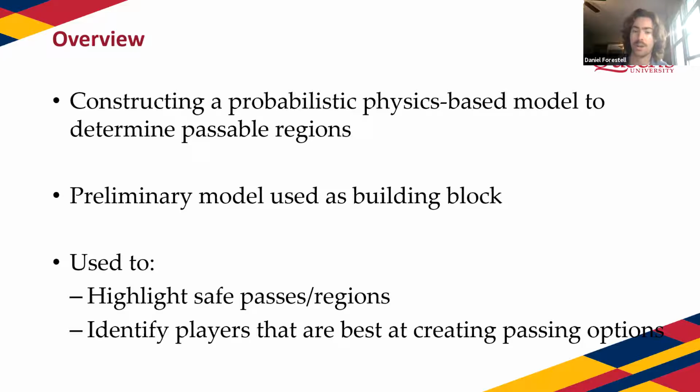We use this model as a building block and as a way to get at some more insightful models that provide more valuable information. Specifically, we use it to look at which regions on the field were safe areas, which ones players controlled, and where the team could control the ball if it was passed there. We also want to look at individual player metrics, trying to identify players that were best at creating passing options and creating areas that other players on their team could exploit and attack.